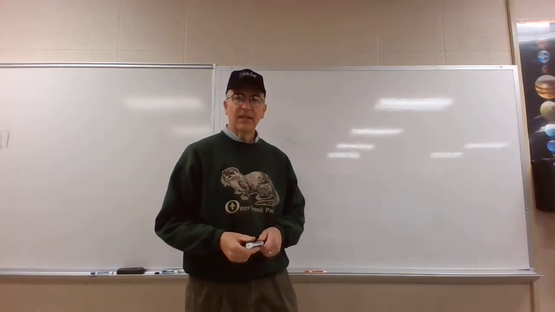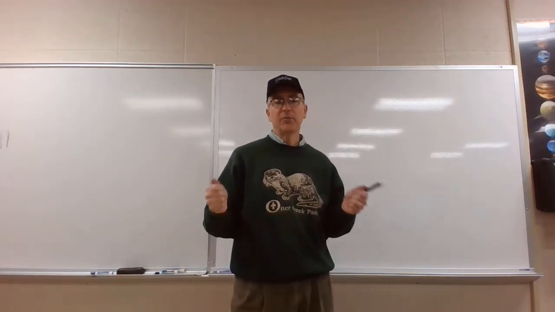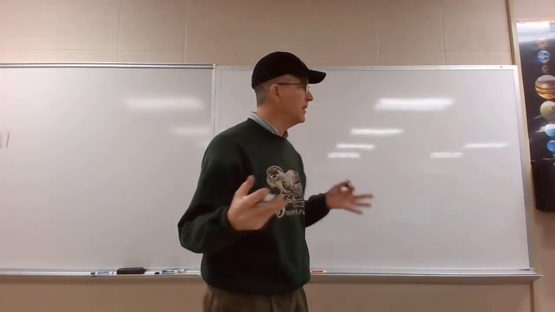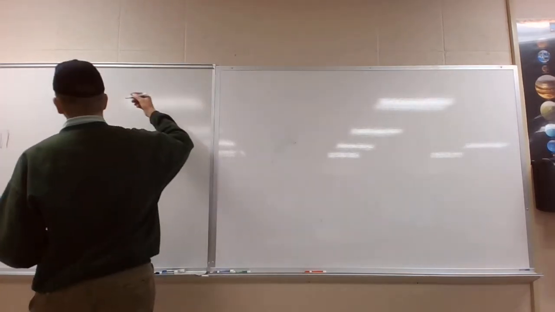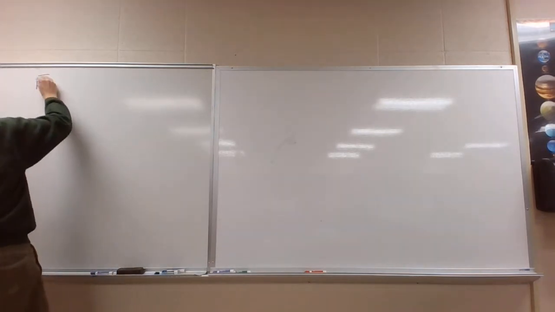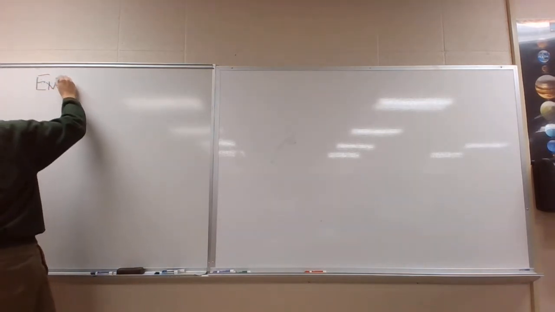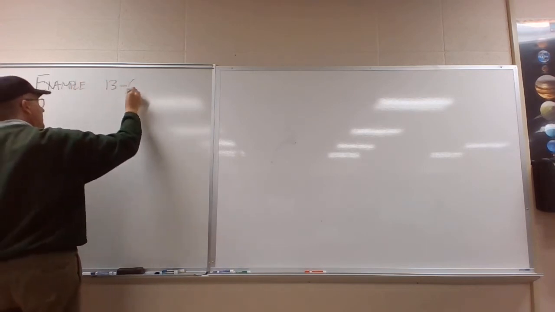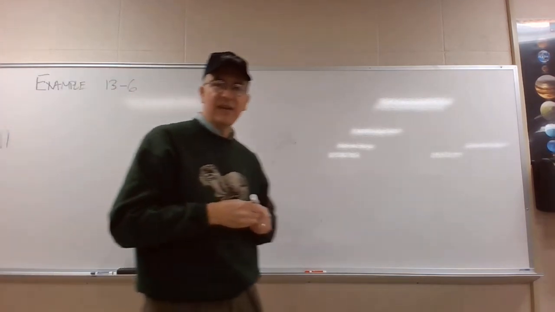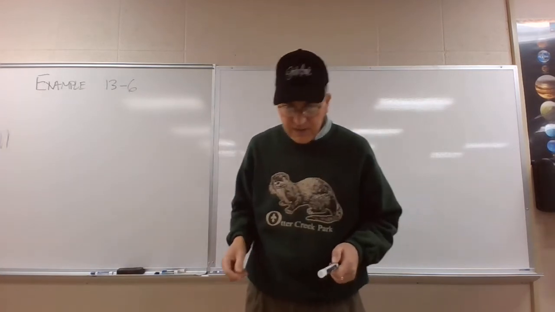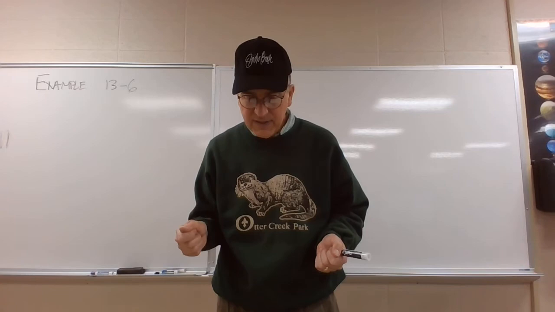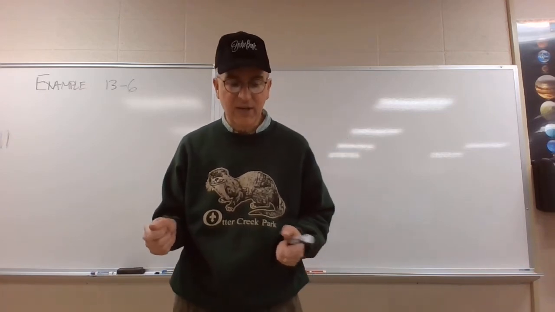Okay, so now let's work on some example problems that people had questions about. I'll start with the one that the most people had questions about, and this is example 13-6. This is a series RL circuit, has a resistance of 1 kilo ohm and inductance of 1 millihenry. What is the time constant?